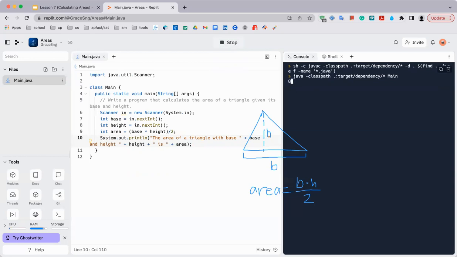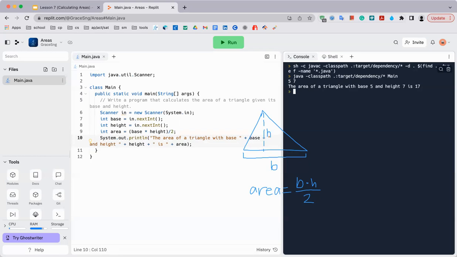So let's say I have a base of 8, and then I have a height of 4. So for my output, I get the area of a triangle with base 8 and height 4 is 16, and that's correct if we use the formula. Now let's try a different example. Let's say my base is 5 and my height is 7. So now what do I get? The area of a triangle with base 5 and height 7 is 17.